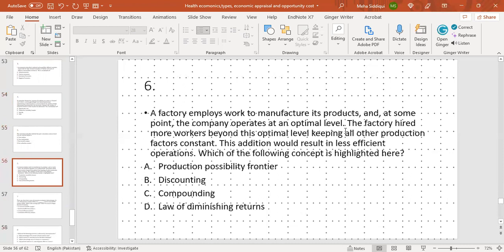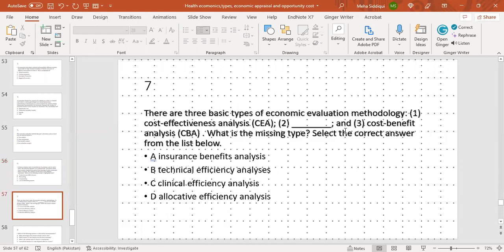MCQ number 6. A factory employee works to manufacture its products, and at some point the company operates at an optimal level. The factory hired more workers beyond this optimal level, keeping all other production factors constant. This addition would result in less efficient operations. Which of the following concepts is highlighted? Production possibility frontier, discounting, compounding, law of diminishing returns. D. Yes, law of diminishing returns is the right option.